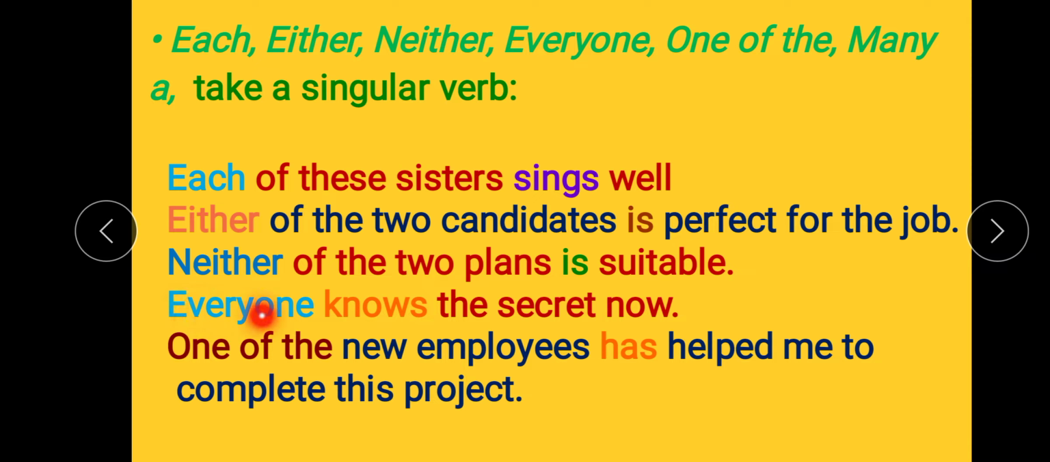Next, everyone knows the secret now. Everyone is singular, or everyone is given in the rule here, see, and that's why it takes a singular verb. Next, one of the new employees has helped me to complete this project. Here also the sentence is starting with the words one of the, and that's why we have used a singular verb here.